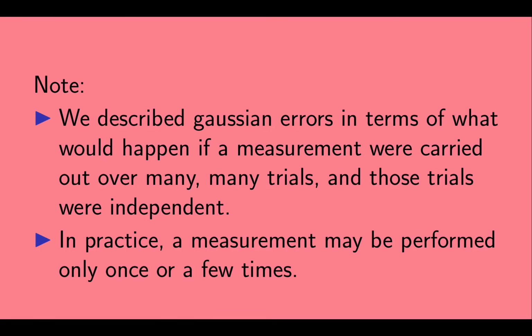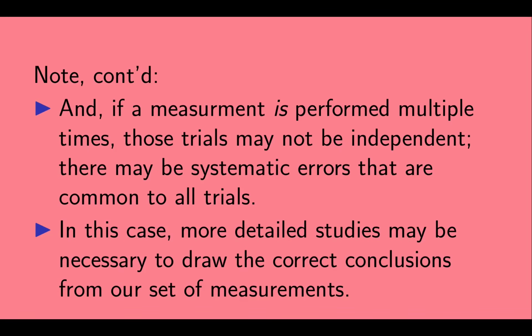Lastly, let's note one more thing. We described Gaussian errors in terms of what would happen if a measurement were carried out over many trials, and those trials were independent. But in practice, a measurement may be performed only once or a few times. Additionally, if a measurement is performed multiple times, those trials may not be independent. There may be systematic errors that are common to all trials. In this case, more detailed studies may be needed to draw the correct conclusion from the set of measurements.